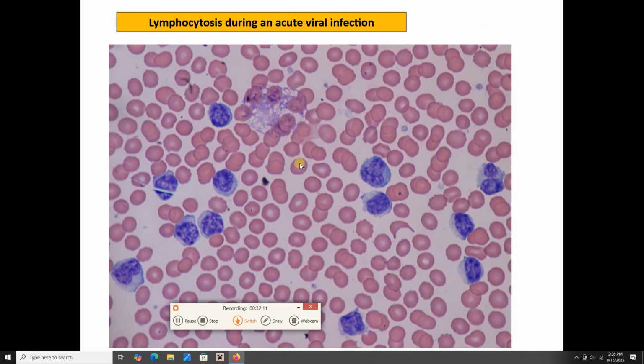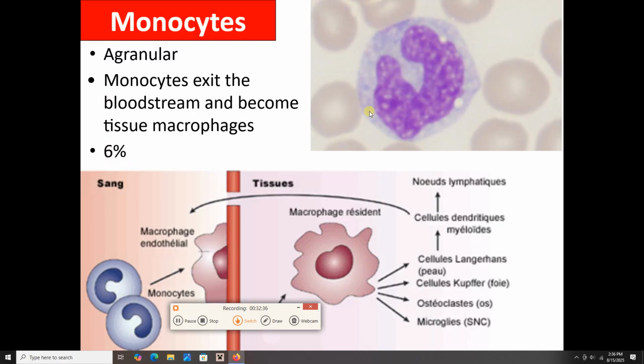Monocytes. Oh no, I've got another slide here. Thought I had a monocyte slide next. If you have a lot of lymphocytes, that is called lymphocytosis. And that would definitely happen during an acute viral infection. So your lymphocyte count would go up as you try to deal with and fight off the virus and the viral infected cells. Now we got monocytes.